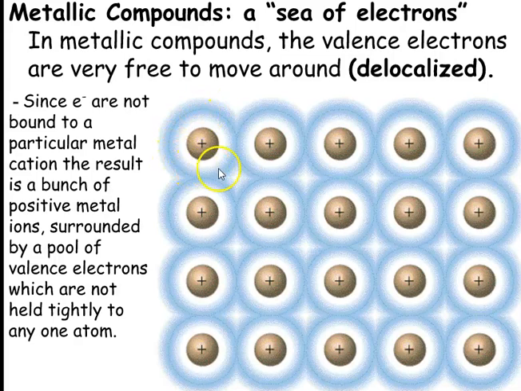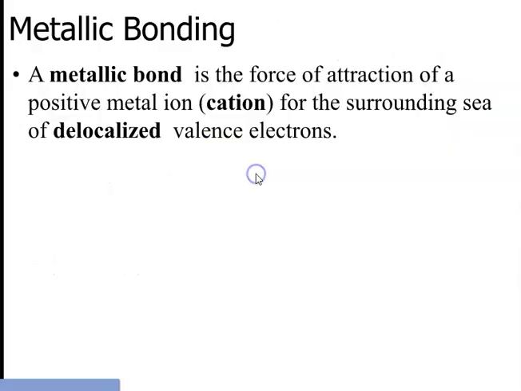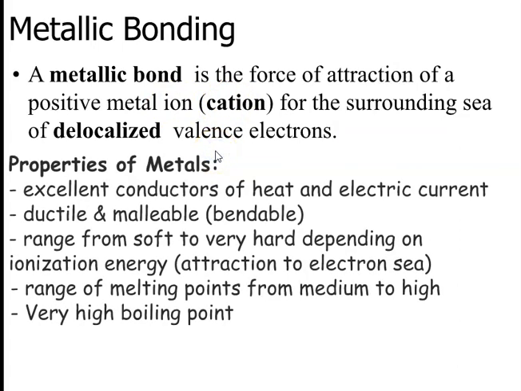Because the sodium atoms wouldn't hold those valence electrons very tightly, they would actually be able to move through this entire field. Because they're allowed to move through this entire field, it allows these ions to slide past one another, making metals able to bend and change their shape. It would also allow these metals to be able to conduct electricity, and I'm going to show you an image of that in this next slide. A metallic bond would be the force of attraction of this positive metal ion, or cation, to the surrounding sea of delocalized or free-to-move valence electrons.